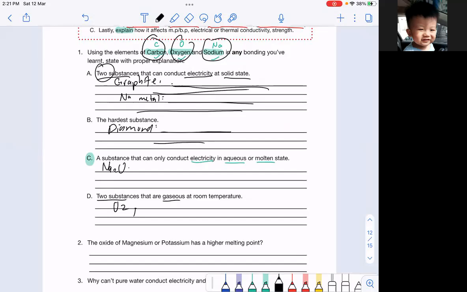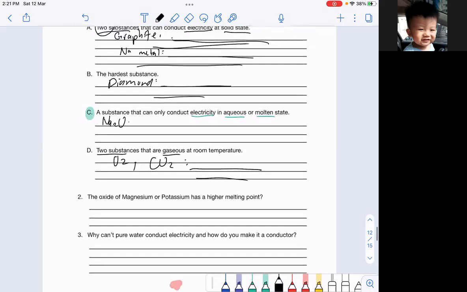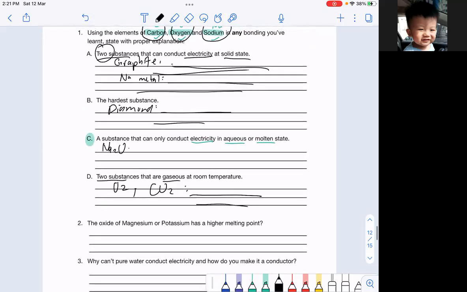So you're thinking simple covalent, which is correct. Nobody knows now. We just need another simple covalent. Oh, Kelly said it. CO2, exactly. So these are the two. Then you explain. You explain using my notes. Okay.